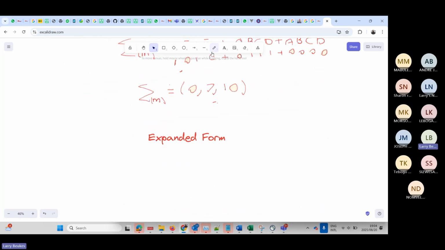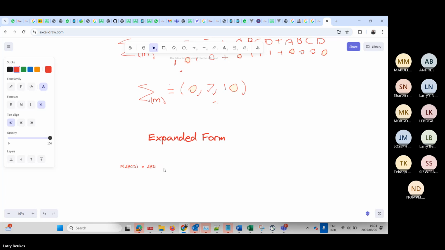Okay, expanded form. So for expanded form, for example, they will give you, sorry, I don't know the notation of this. Let's say they give you A, B, C, D. Then they say A, B, D, and A, B. Not to waste any time.